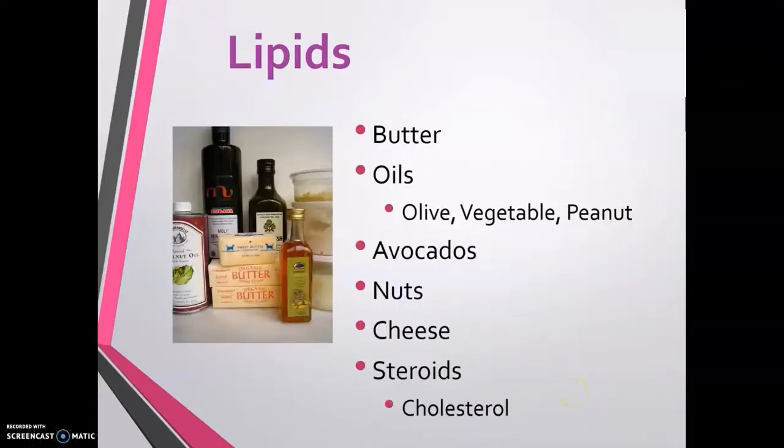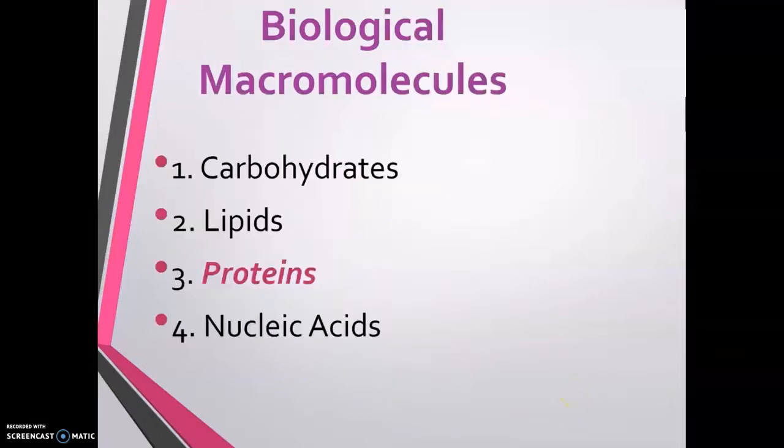And so again, here are your examples of the types of foods that would contain lipids. Your butters, your oils, avocados have a lot of healthy fats, nuts and cheese, and then also steroids, steroid hormones or steroid medications, those are lipids. Next, we will talk about proteins.